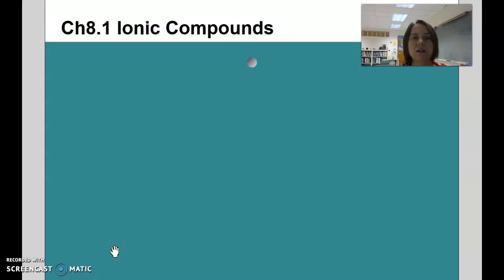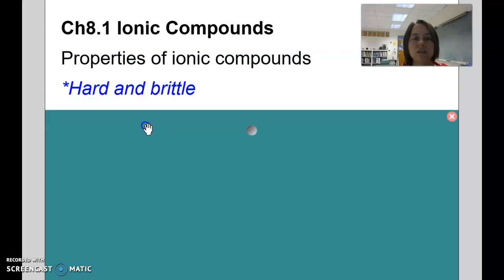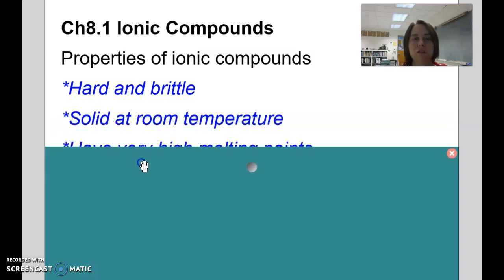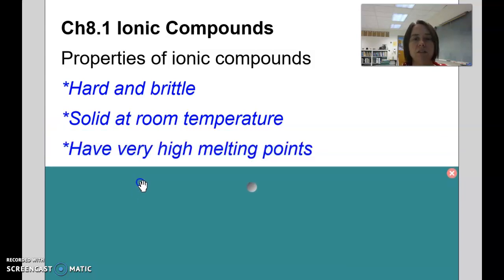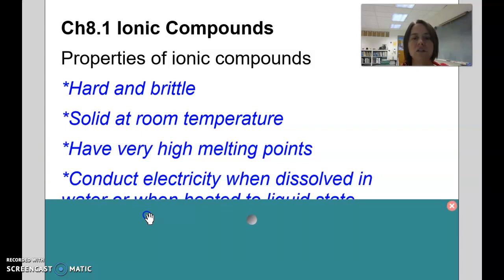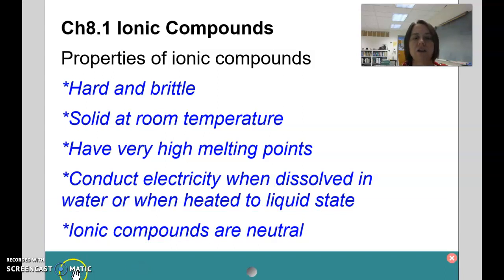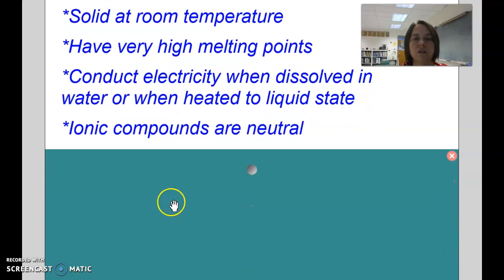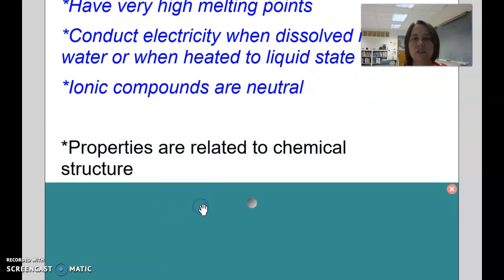So let's jump into 8.1, which is about ionic compounds. Properties of ionic compounds. If you know these, you don't have to write them down, but if you don't know these, you should write them down. Ionic compounds will be hard and brittle. They will be solid at room temperature. They have very high melting points. They conduct electricity when dissolved in water or when heated to a liquid state. And they are neutral. If you don't know those, feel free to write those down. And if you already know those, then you don't have to.